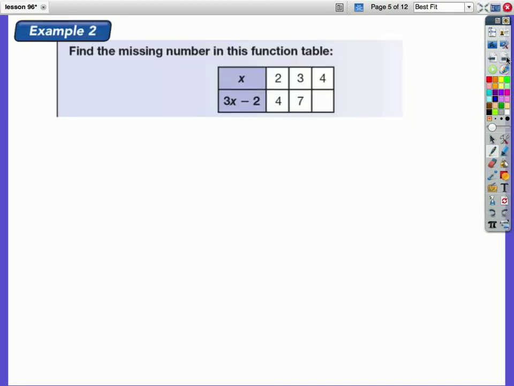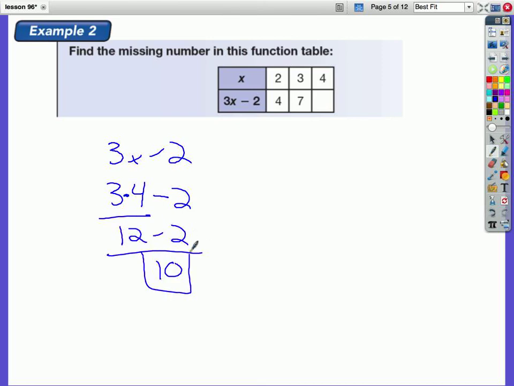It says find the missing number in this function table. So when x is 2, 3x minus 2 is 4. When x is 3, it comes out as 7. When x is 4, we're looking for what comes out from the formula. So our formula is 3x minus 2. Okay, I'm going to plug 4 in for x. So all I'm going to do is put 4 in for this x. So 3 times 4 minus 2. 3 times 4 is 12. Minus 2 is 10. So my answer is 10.